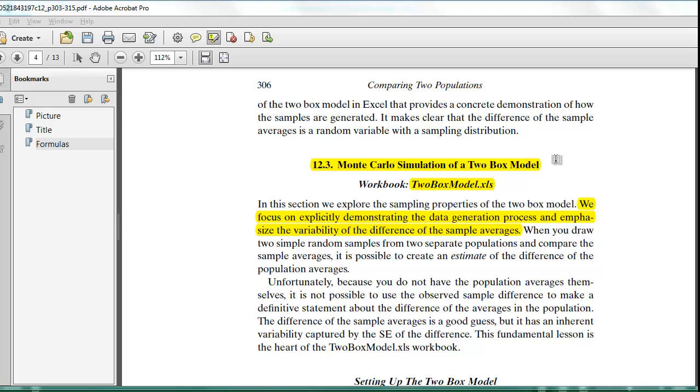This screencast is a more elaborate demonstration of the two-box model in which we include Monte Carlo simulation. We're going to focus on the data generating process. We'll pick a semi-realistic example, and we'll emphasize that the difference of the sample averages will bounce around, and we'll look at the standard error for that difference more closely. Okay, let's move to the Excel file, two-box model.